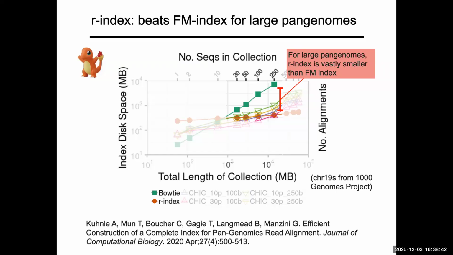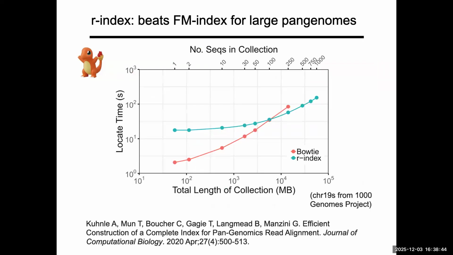And then furthermore, we wanted to investigate speed. This is one of the speed results. This one happens to be concerned with the locate query. And what we found was once we get to a large enough redundant collection of sequences, the locate query actually ends up being faster for the pangenome index than it is for the non-pangenome index.